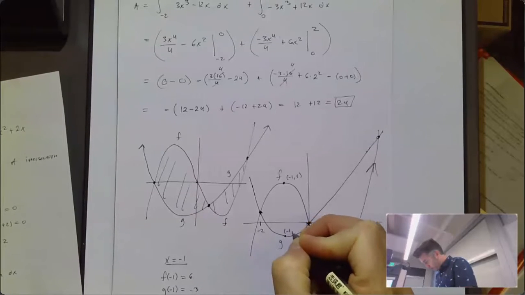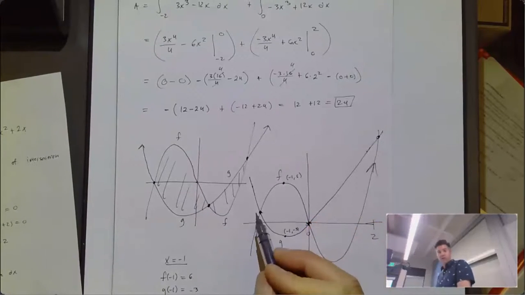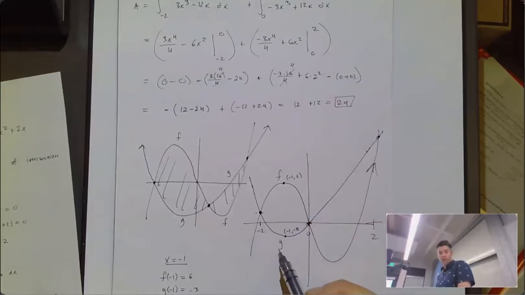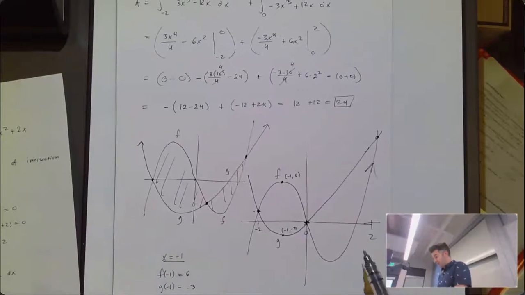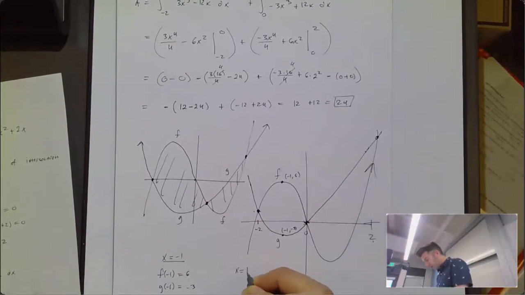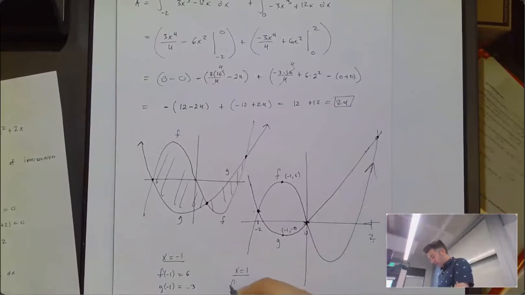So that told me, oh, between -2 and 0, the g function always has to be on the bottom and the f function always has to be on the top. And then I did the same thing between 0 and 2. I said, okay, I'm going to pick x equal to +1. I'm going to plug it in, and f of +1 is going to be -8. And g of +1 ended up being +1.